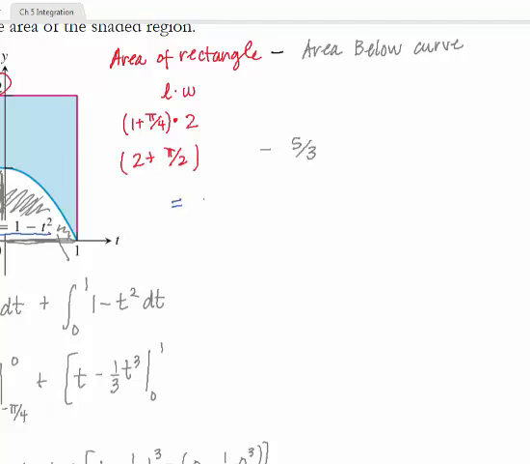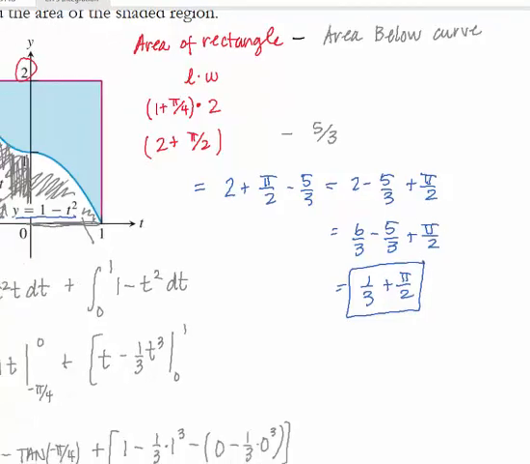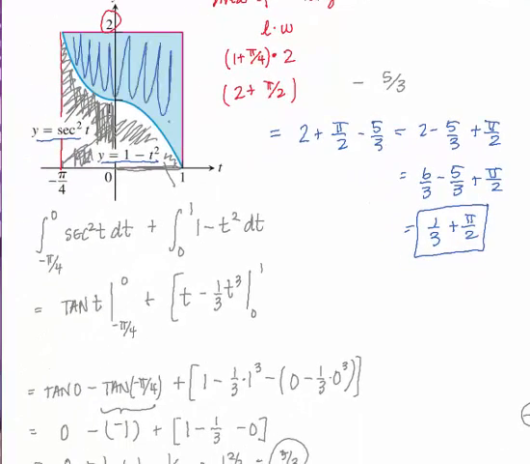So the area of the shaded region is 2 plus pi over 2 minus 5/3. So 2 minus 5/3 plus pi over 2 is 6/3 minus 5/3 plus pi over 2. 6 minus 5 is 1. So that's 1/3 plus pi over 2. Not such a pretty answer, but an answer nonetheless. You could put this in your calculator and get an approximate value for the area here. We should not be surprised that it's defined in terms of pi since trig is involved. And now we found the area of the shaded region.